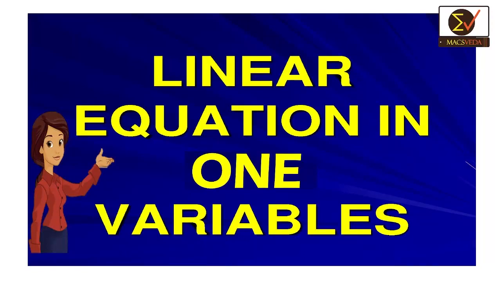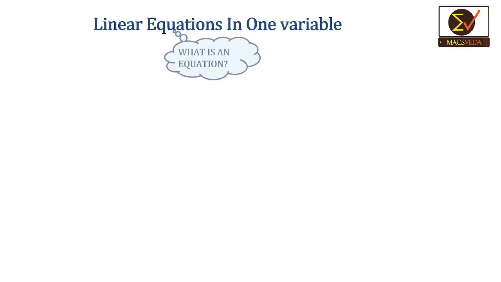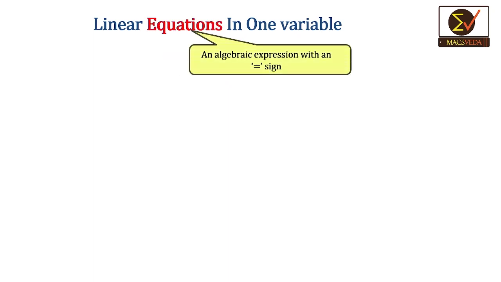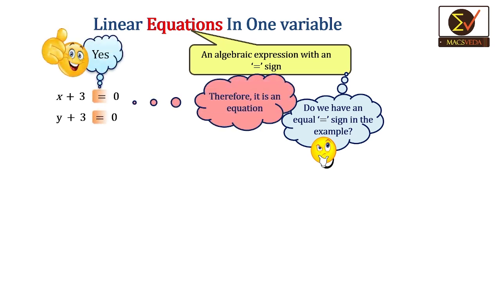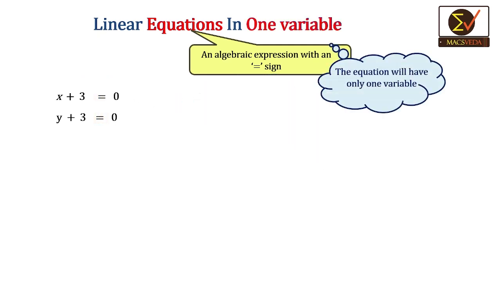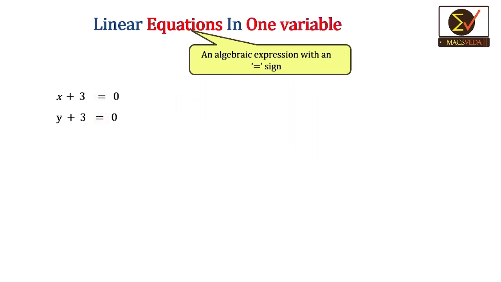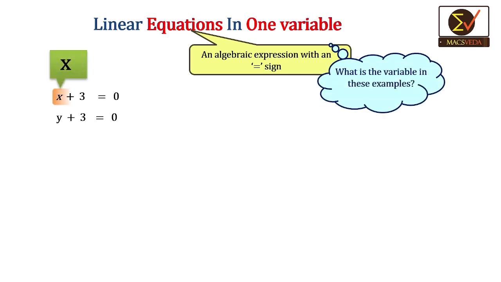Let's cover linear equations in one variable in this video. Linear equations in one variable. An algebraic expression with an equal sign. x plus 3 is equal to 0 is one example. y plus 3 is equal to 0 is another example. Do we have an equal sign in the example? Yes, we do. Hence, this is an equation. The equation will have only one variable. What is the variable in this equation? x and y.